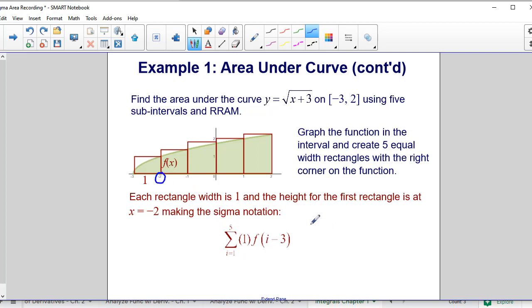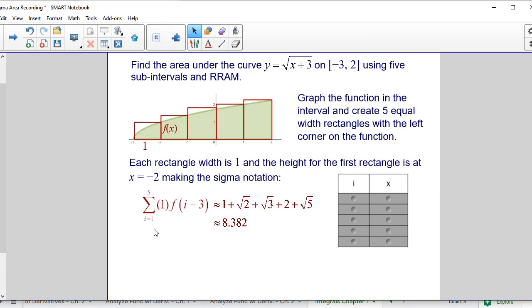So when i is equal to 1, 1 minus 3 is equal to -2, which is what I want in here. When i is 1, I want to have f of -2. That continues on to the last one. When i is 5, 5 minus 3 is 2. So our last value is going to be f of 2, which is what I want. And that also works for all the values in between as well.